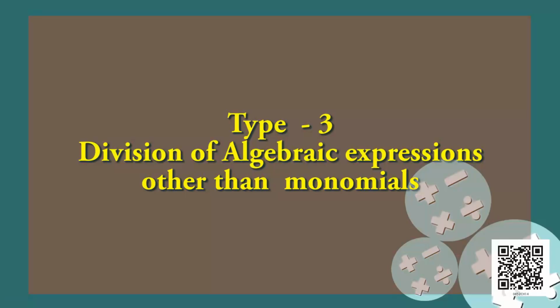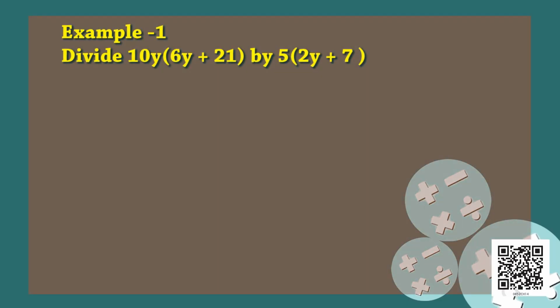Now, type 3. Division of algebraic expressions other than monomials. Here in this section, we perform the division among the polynomials other than monomials. It is illustrated as follows. Example 1. Divide 10y into (6y plus 21) by 5 into (2y plus 7). Note that both are bigger than monomials.